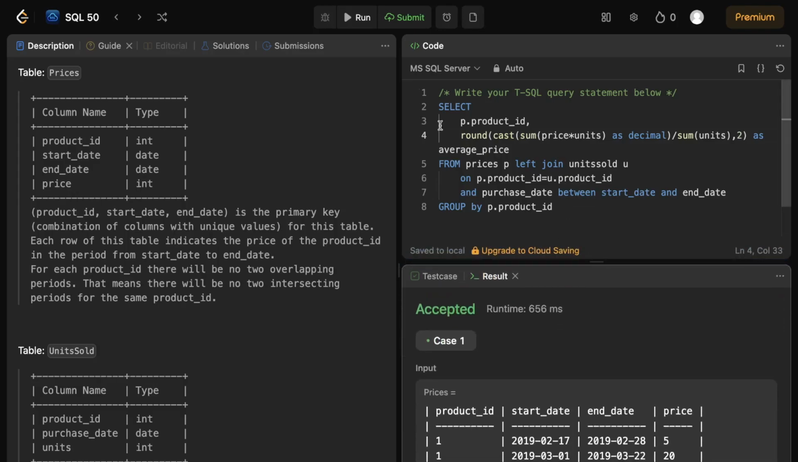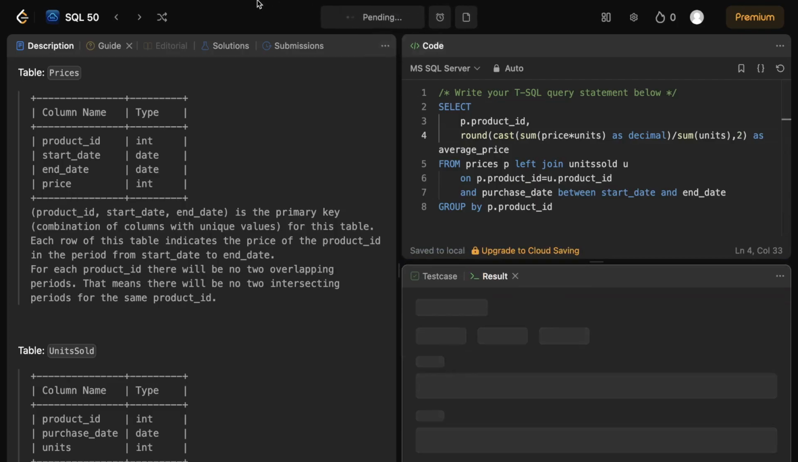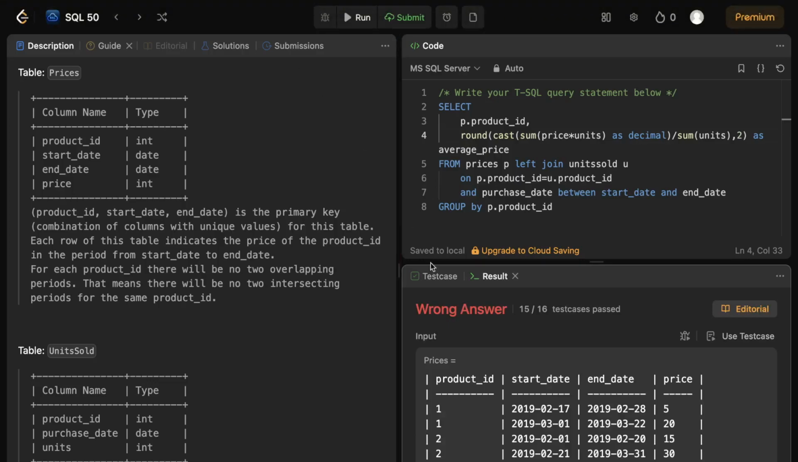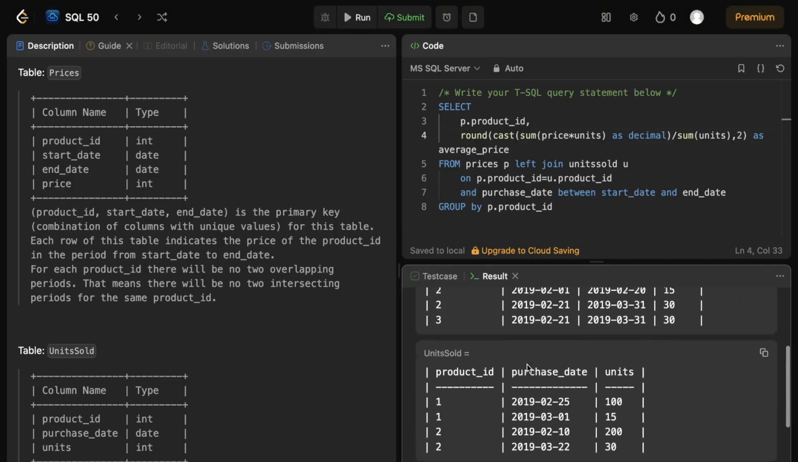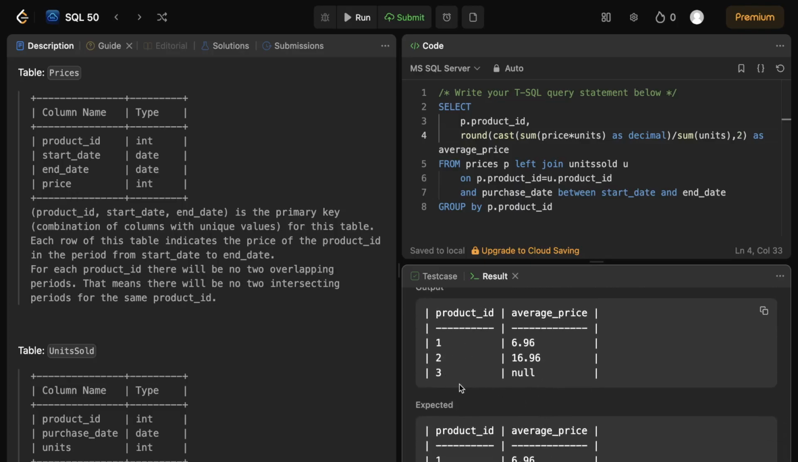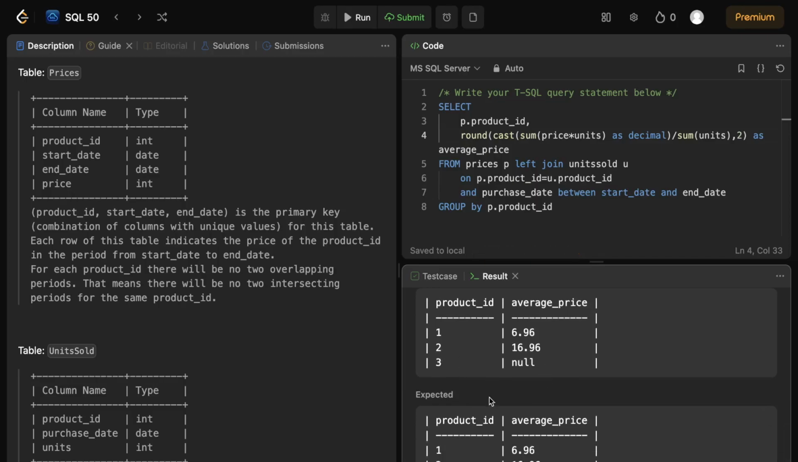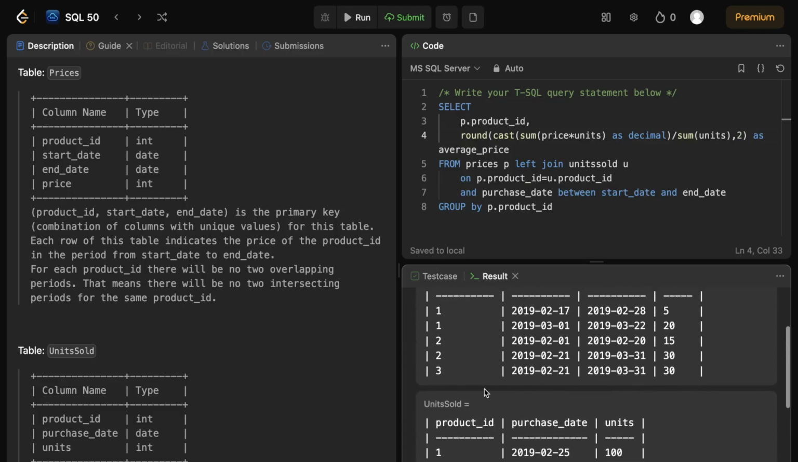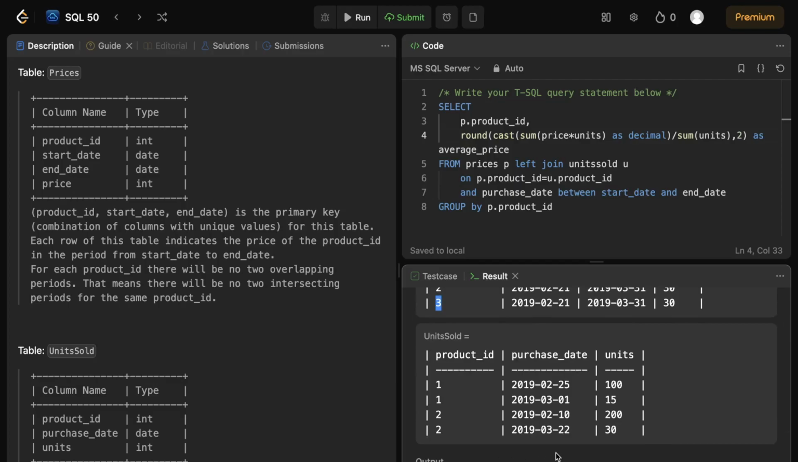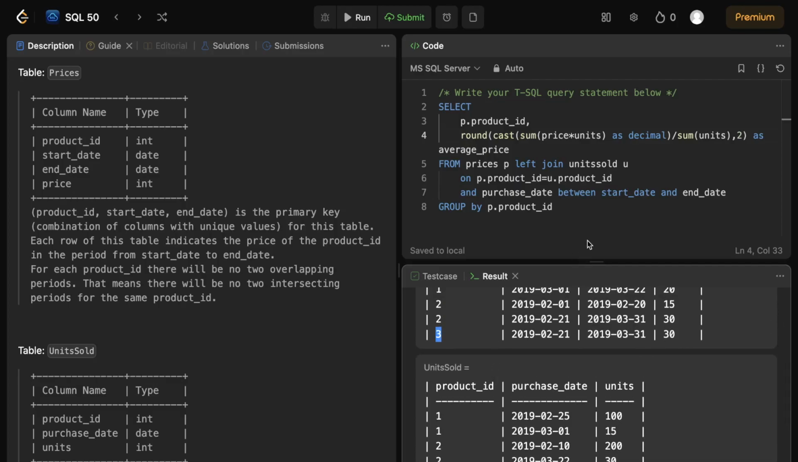Now let's submit and check if all the test cases have passed. One test case is failing. Okay, that is because my output for a particular row is null, whereas it should be 0. So I guess there was a product for which no units were sold. So yeah, that's why the average selling price should be 0.